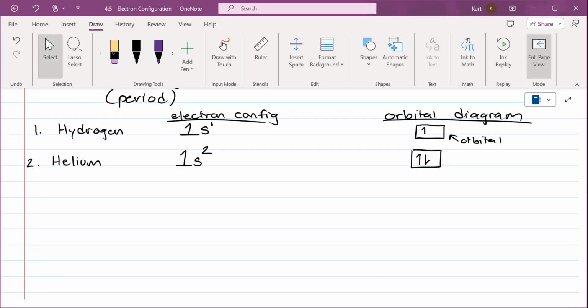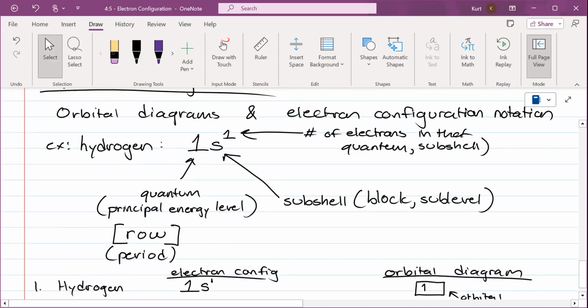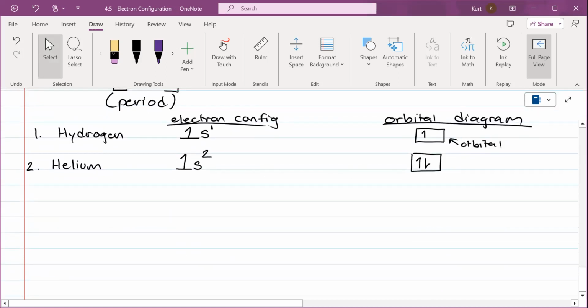A sub-level is going to be the blocks, the S block, the P block, the D block, or the F block. Anything else, Aiden? We're going to do them all. We're not doing all 118, but we're going to do a lot. We're going to build our way up, okay? You want to do number 11? Let's build there, okay? So let's do lithium.